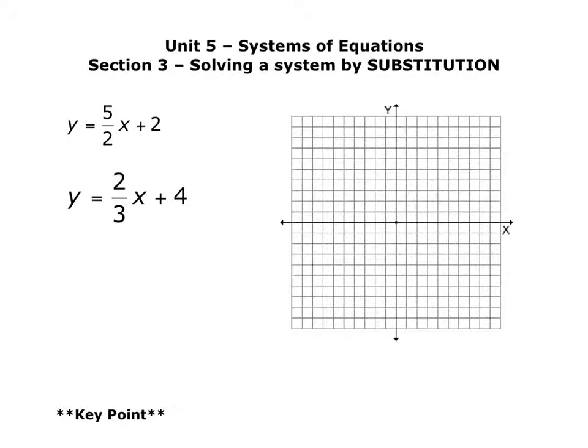Hey guys, last time we talked about solving systems of equations by graphing them. But why would we need to learn any other methods? Why can't we just graph the two lines and see where they intersect and call it good? Well, let's do an example real quick.